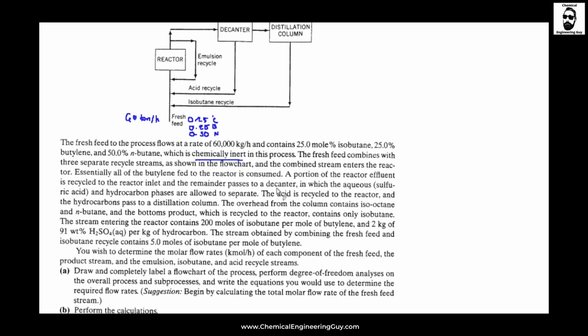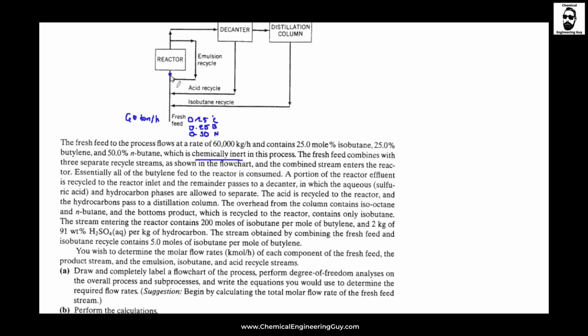Okay, this is what I explained to you guys. The acid is recycled. The overhead from the column contains only iso-octane and N-butane, and the bottom products are recycled. Essentially only isobutane. Perfect. The stream entering the reactor contains 200 moles of isobutane per mole of butylene.